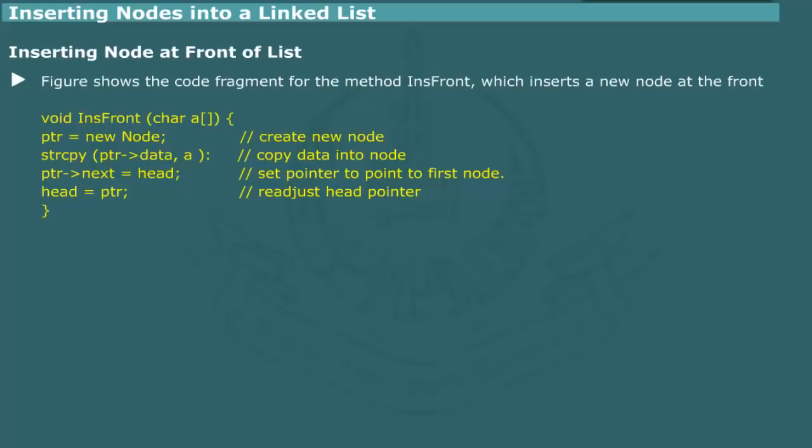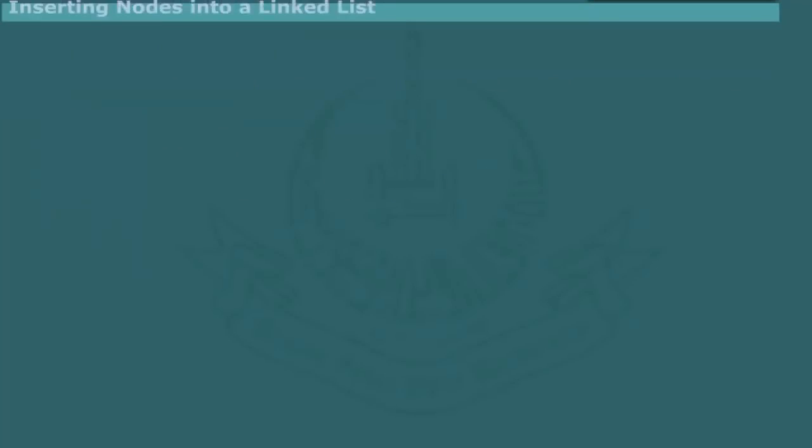Briefly, it performs these steps. First of all, a new node is created. Then, data is copied into the node. Then, set the pointer to point to the first node. Finally, readjust the head pointer.